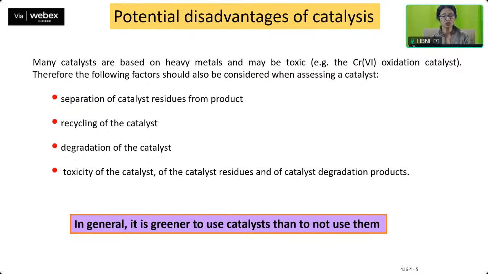But there are certain disadvantages of catalysts also. Separation of the catalyst residue from the finally wanted product sometimes becomes an issue. Recycling of the catalyst can really give you a lot of pain. Then degradation of the catalyst can happen. Toxicity of the catalyst is also very important. Along with catalyzing a particular reaction, the catalyst itself might be toxic. You can have a catalyst which is toxic, catalyst residues which are toxic, or catalyst degradation products which are toxic. However, in spite of all these disadvantages, they are very minor points. In general, you have to understand that it is greener to use catalysts than not to use them. That is why I have highlighted this particular point over here.